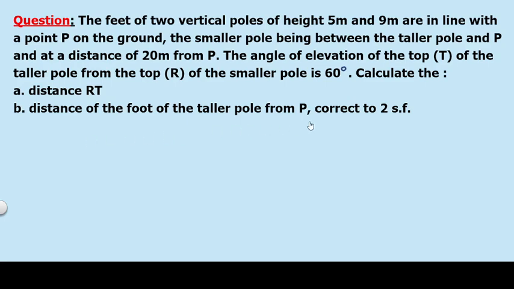The very first thing we need is to sketch this. Sketching comes from our understanding of what the question is saying. On the ground level there is a point P, and there is a taller and a smaller pole. If this is point P, the taller pole can be erected here, and the smaller pole is here.